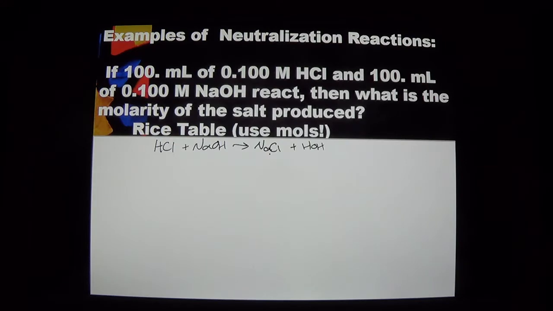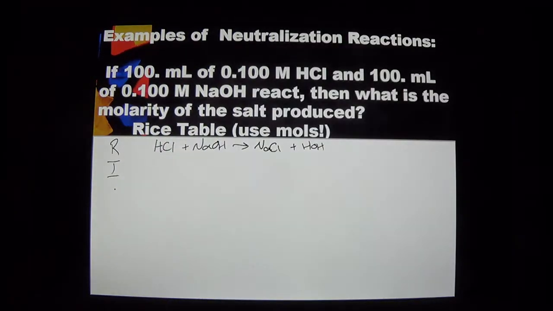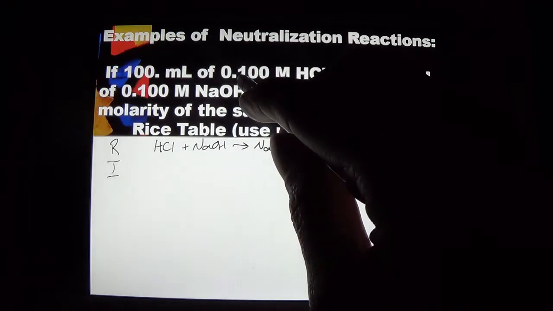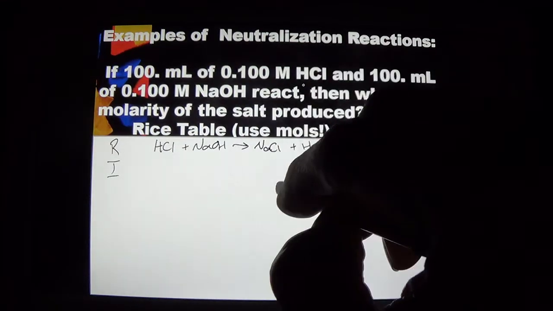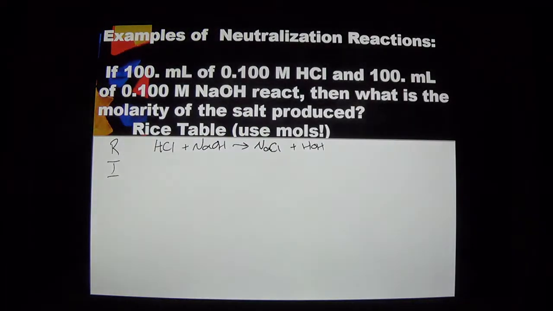Now I'm going to work in moles in my rice table, and whenever you mix an acid and a base together, I strongly recommend making your rice table in moles. And I will prove to you the wisdom in just a moment. Initially in molarity, I have 0.100 molarity HCl. And initially in molarity, I have 0.100 molarity sodium hydroxide.